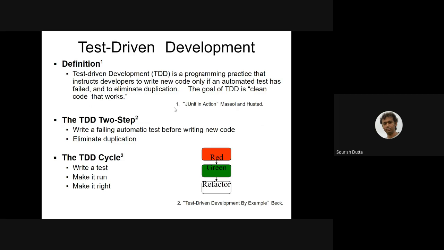The steps are known as red, green, and refactor. Red being your test cases are currently failing, green being your test cases are passing, then you are doing refactoring. And that will help you clean up your code, remove duplicates, etc.